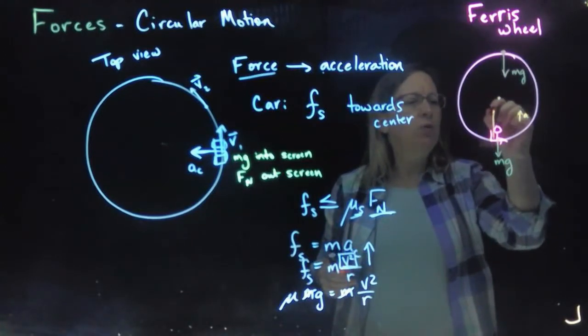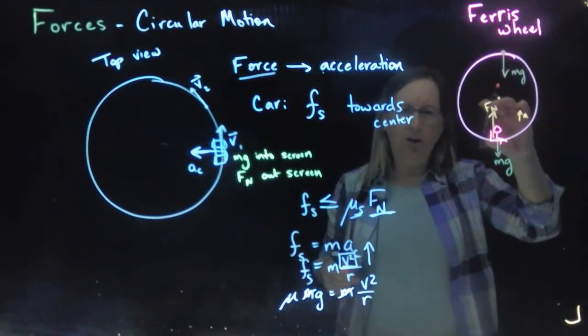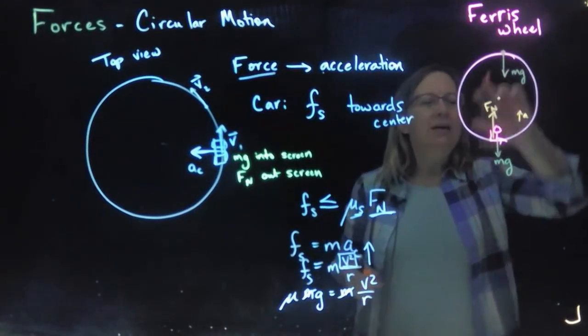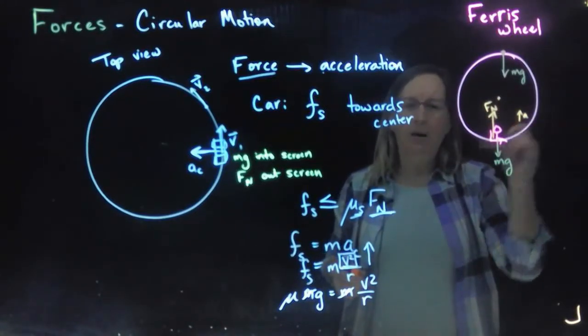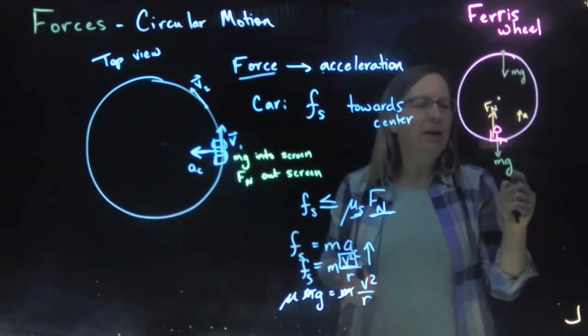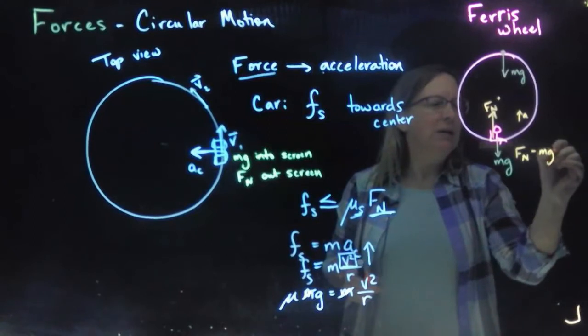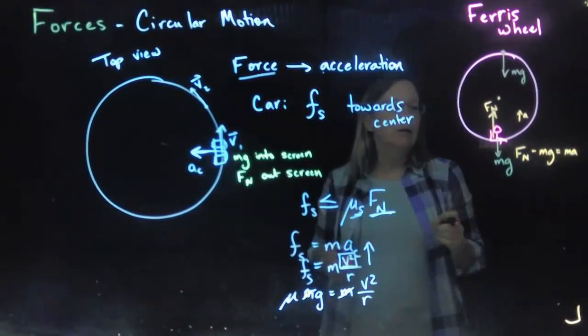So your normal force provided by the seat, or if you're looking at the spokes holding the seat, the force on the spokes, needs to be up, and this needs to be bigger than this by the amount given so that I can get force normal minus mg is equal to ma, right? So that has to be the case.